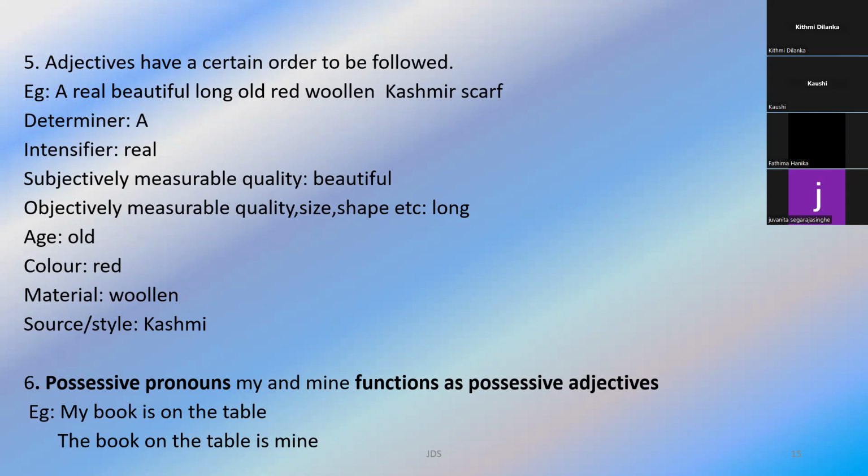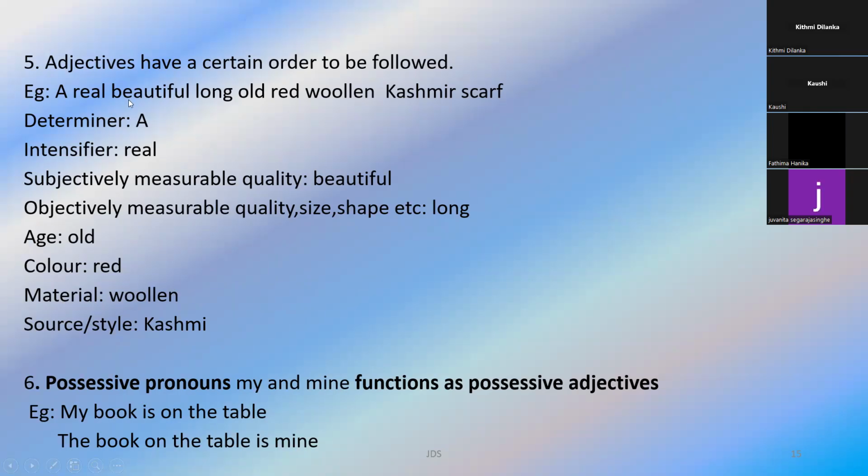You have a very clear-cut chart given over in the next slide. Now just look at this. You have the determiner first, then the intensifier, opinion, age, color, material, and all those things.